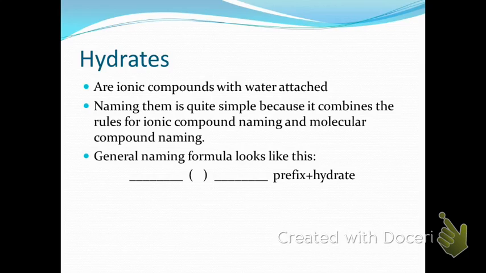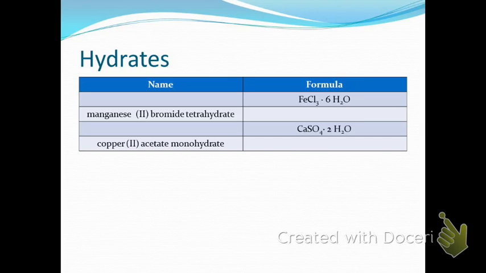Hydrates. Hydrates are ionic compounds that have water attached. Now, naming them is really quite simple because it combines the rules for not only ionic but also molecular naming. Generally, when you name it, it looks like this. Just like it would in an ionic compound, you have the metal, then possibly a Roman numeral, then the nonmetal with the ide on it, and then the prefix plus the word hydrate.